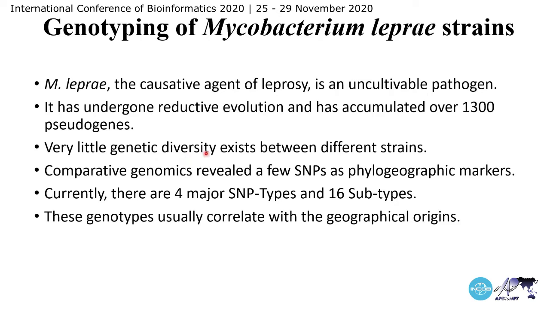There's very little genetic diversity that exists between the different strains of this pathogen. And comparative genomics has revealed a few SNPs which can allow us to classify this pathogen into the different strains. And currently there are 4 major SNP types, within which there are a total of 16 subtypes. And these genotypes usually correlate with the geographical origins of this pathogen.